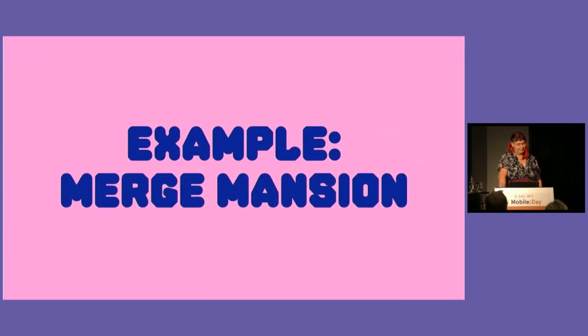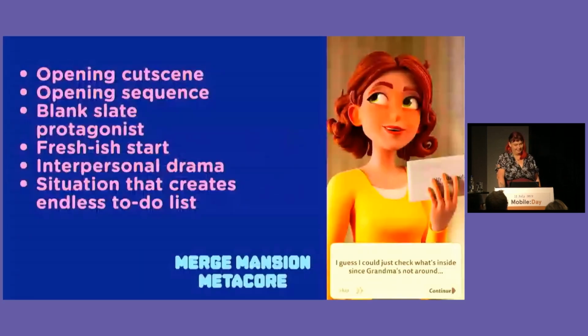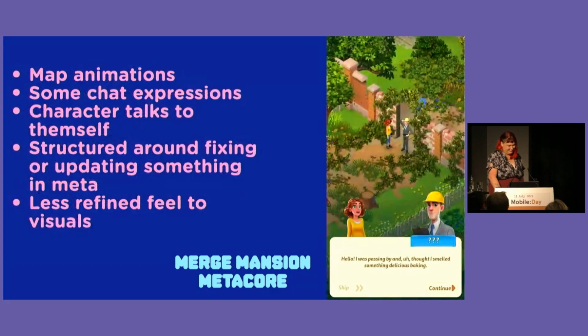Next up is another prolific example, Merge Mansion. For Merge Mansion, there's an opening cinematic and a bespoke cutscene sequence, both of which were added to the game quite a while after launch. You've got Maddie as a blank slate, any woman sort of character, and she has a semi-fresh start in which she's discovered the family mansion and she's restoring it. There's some interpersonal drama, you've got family secrets, romance, breakups, and again, you've got the classic to-do list setup. You're starting to see the similarities.